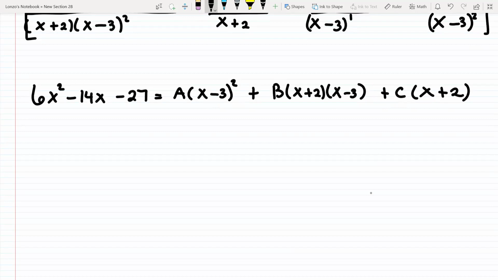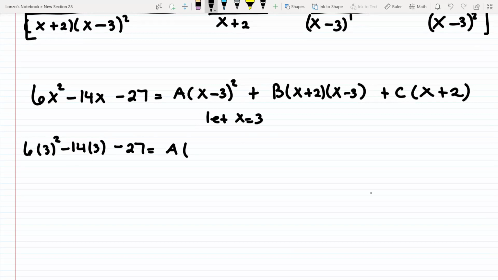How do we solve it? By plugging in an x value. So the x value I'm going to use for right now, I'm going to let x equal positive 3. So I'm going to put 3 where we see x. So it's going to be 6 times 3 squared. And then this is a times 3 minus 3 squared plus b times 3 plus 2.